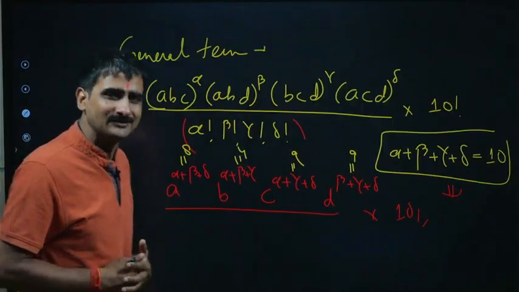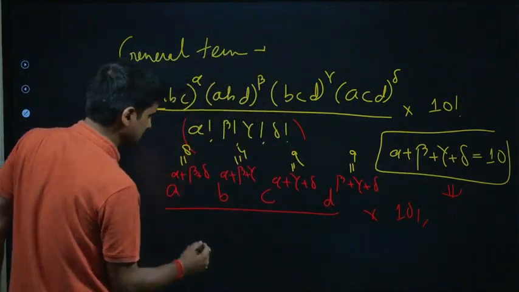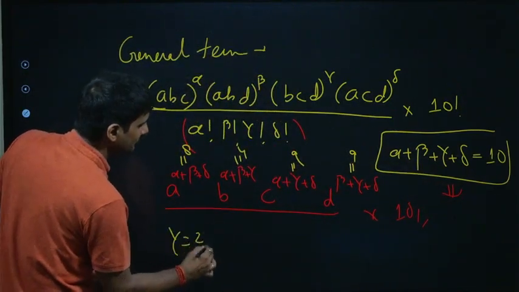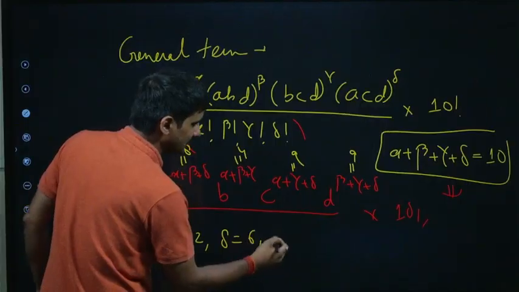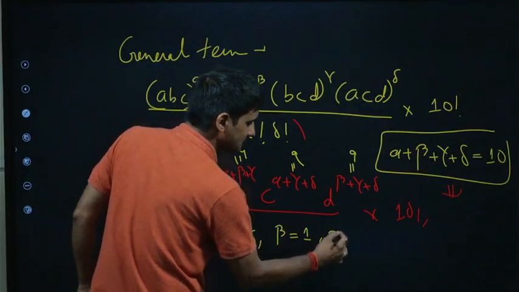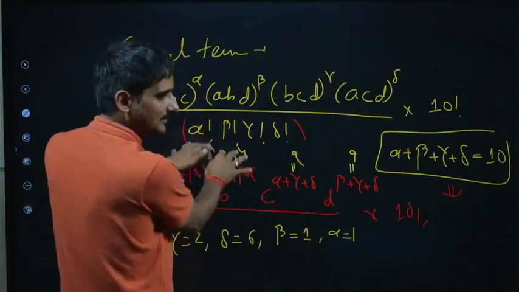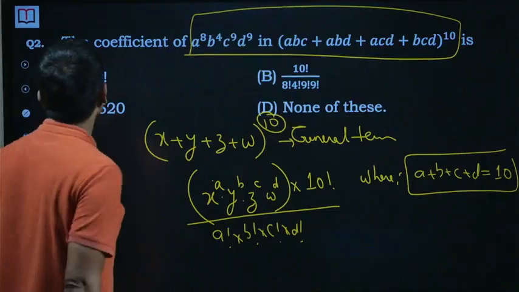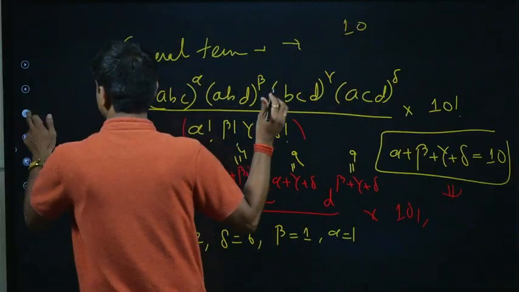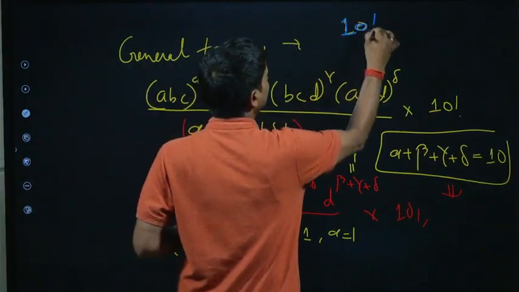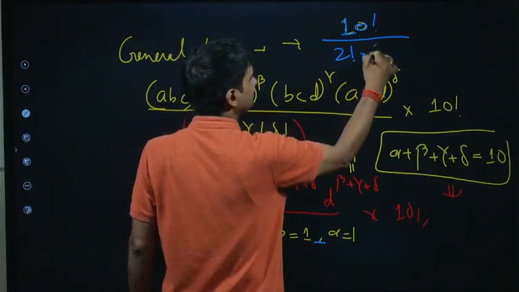Now see, getting the values is really very simple here, because alpha plus beta plus gamma plus delta is 8, so gamma is 2, and this will tell us alpha plus beta plus gamma plus delta is 6, then beta is 1, alpha is 1. That's it. So now just put the values here. We need only the coefficient. So the coefficient will be 10 factorial over 2 factorial into 6 factorial.